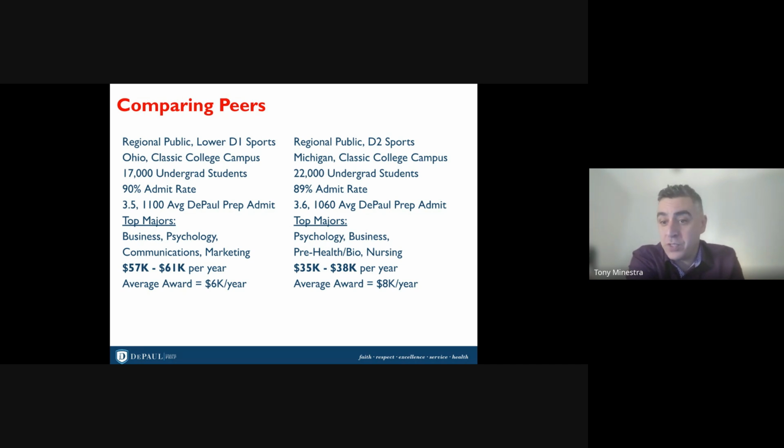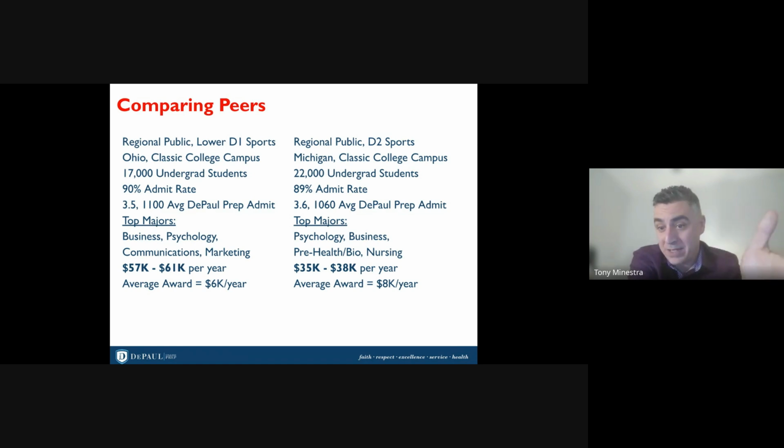Now we look at the cost per year. School on the left is School A. Cost is about 60 grand a year, okay? Before any aid. The average award is somewhere between $5,000 and $10,000 a year. So we're bringing that average cost down to just under $50,000 at School A, okay? School B, the price tag starts a lot lower. It's already in the mid to upper 30s with an average award of 8. So our average student admitted to School B is under 30K per year. So we're half the cost of the school on the left.